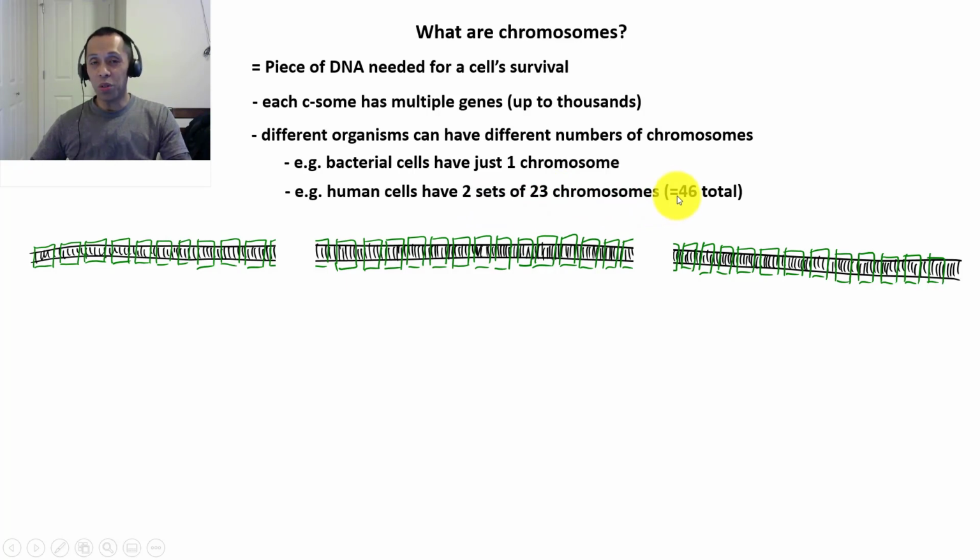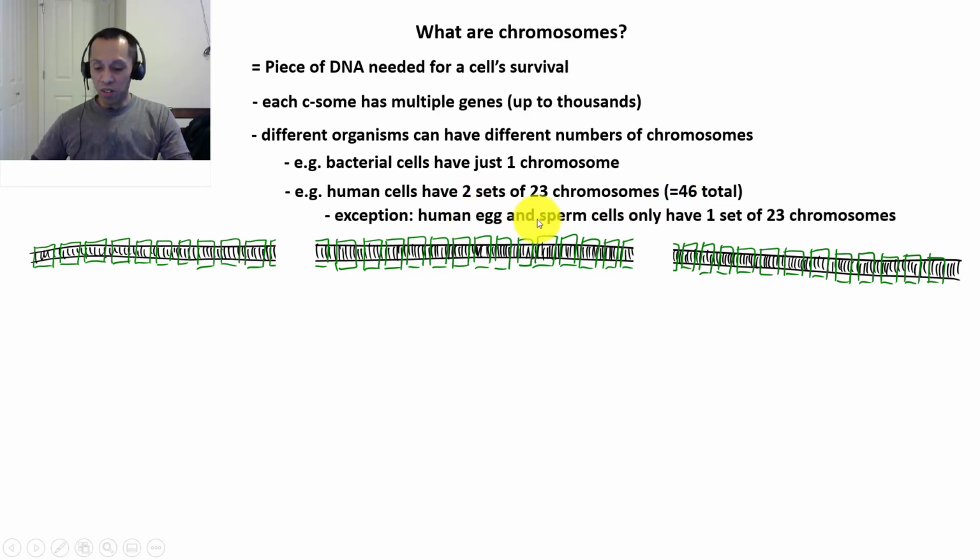The only exception, so the only human cells that do not have a total of 46 chromosomes are the reproductive cells. So human egg cells and human sperm cells, instead of having 2 sets of 23 chromosomes inside of them, they only have 1 set of 23 chromosomes inside of them. So another way of saying this is that human reproductive cells, so egg cells and sperm cells, have a total of 23 chromosomes inside of them, whereas all of the other cells in the body have 2 sets of 23 chromosomes for a total of 46 chromosomes inside of their nuclei.